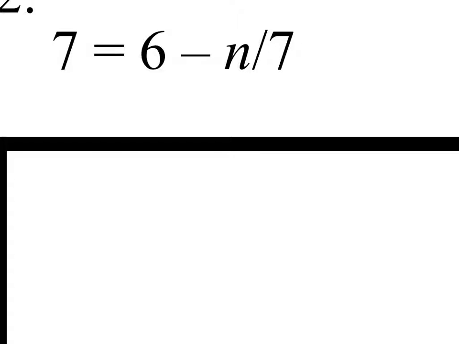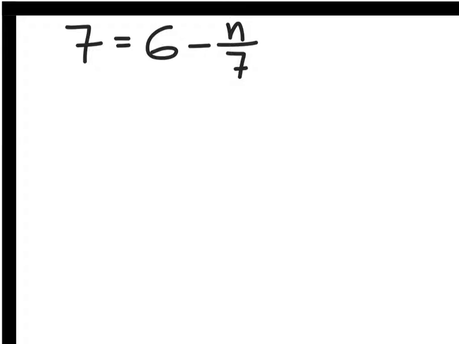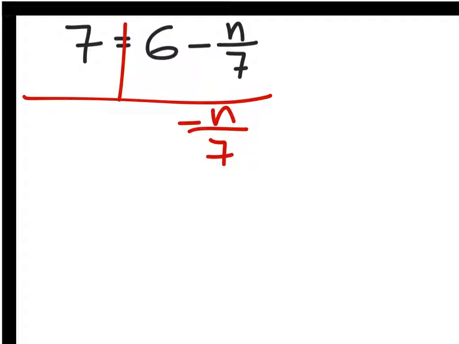Actually, this one I'm going to rewrite so that we don't have to look at that as n/7. I'm going to make it 7 equals 6 minus n over 7, because you should see it like this more often than not. So solving these, we got 7 equals 6 minus n over 7. Again, the idea is that we want to get this negative n over 7 all by itself. So we don't want that 6 there. How do we get rid of it?